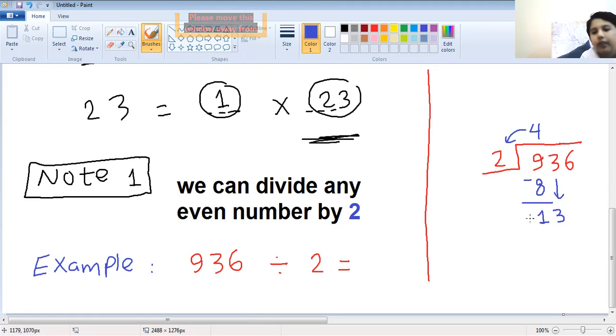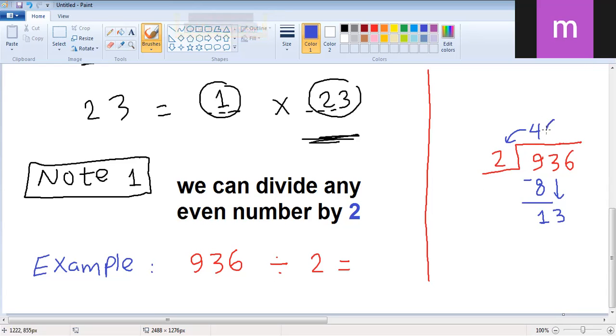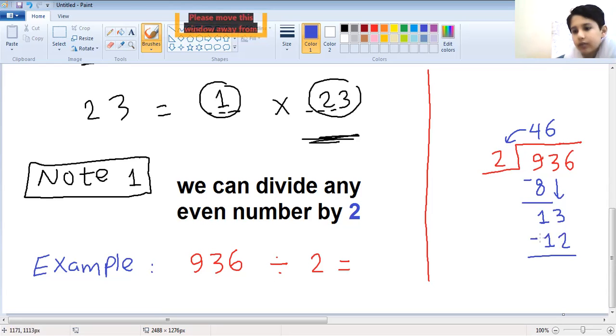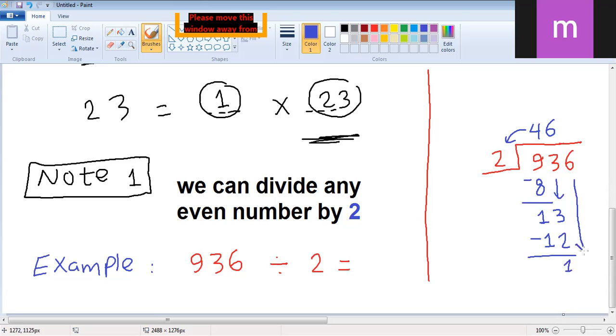13 divided by 2 equals 6. Perfect. Write 6 up here. Then multiply 6 by 2 as well, 12. Subtract them, it is 1. Then drop the last digit, which is 6. 16 divided by 2 is 8. 8 times 2 is 16. The last step is to subtract them. 16 minus 16 is 0. So we have the answer without remainder.